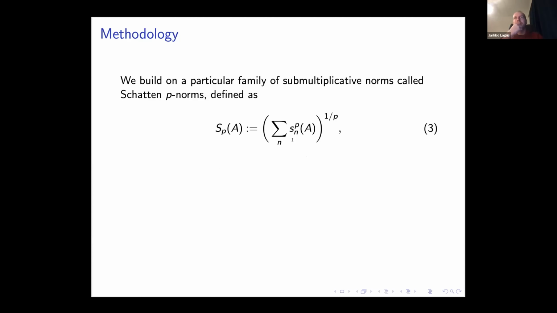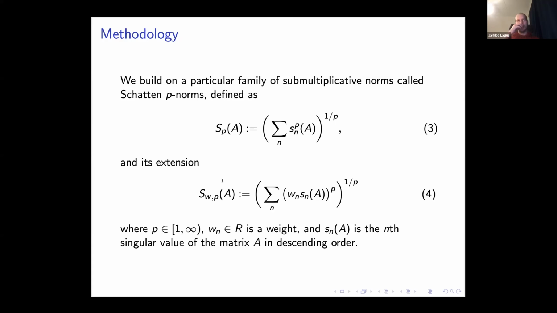The specific family that we build on is called the Schatten p-norms. It's defined as the singular values raised to the power of p, then summed, and then the pth root is taken. Here A is the matrix that we're interested in, and we calculate all the singular values and sum them.